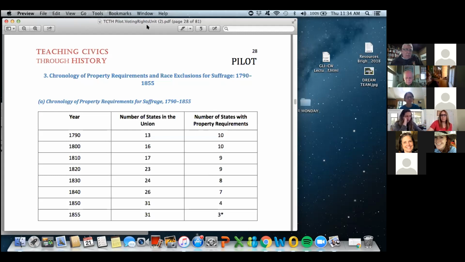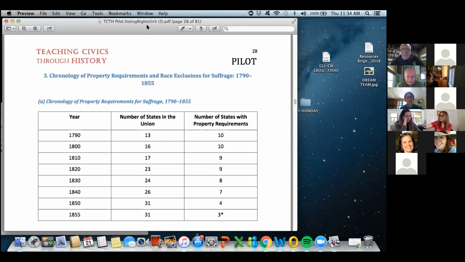And as John pointed out, we did not cover everything. We got, hopefully, the big chunks of things, but unfortunately we weren't able to include every aspect of voting in this resource.